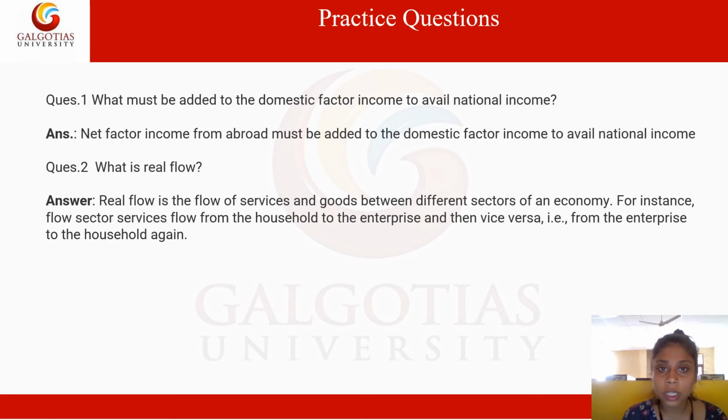Okay, and we'll also discuss some practice questions. The first question is: what must be added to the domestic factor income to obtain national income? The answer is that the net factor income from abroad must be added to the domestic factor income to obtain national income. The second question is: what is real flow? The answer is that real flow is the flow of services and goods between different sectors of an economy. For instance, services flow from the household to the enterprise, and then vice versa, that is, from the enterprise to the household again.